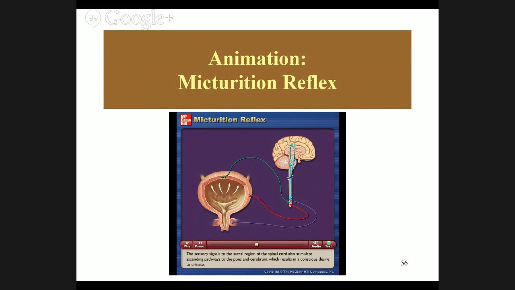The sensory signals to the sacral region of the spinal cord also stimulate ascending pathways to the pons and cerebrum, which results in the conscious desire to urinate. If urination is not convenient at the time, the brain sends impulses down the spinal cord to inhibit the micturition reflex.